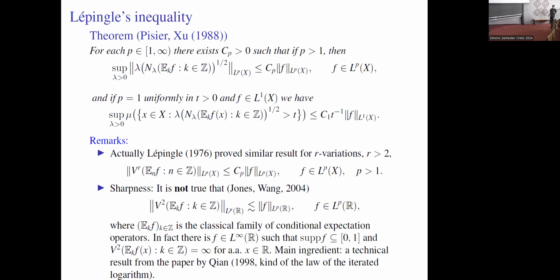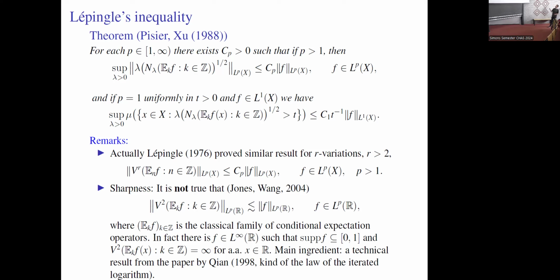All right, so now I would like to focus on the main theorem I would like to discuss today, that is Lepingle type estimates. We are in this general situation of spaces of homogeneous type, and we have this dyadic structure, and we consider these averaging operators. I stated this as the main theorem by Pisier and Xu, because I would like to give a proof of this theorem. But historically, the first theorem of this type belongs to Lepingle. He was able to prove the r-variation estimate for these dyadic averages for all r greater than 2.